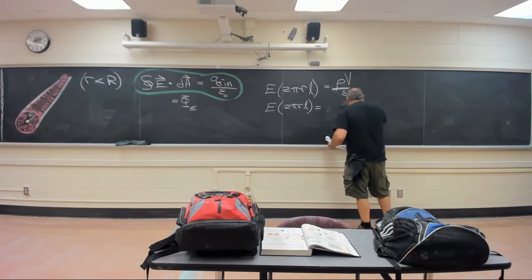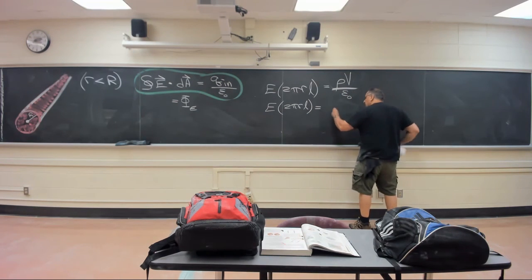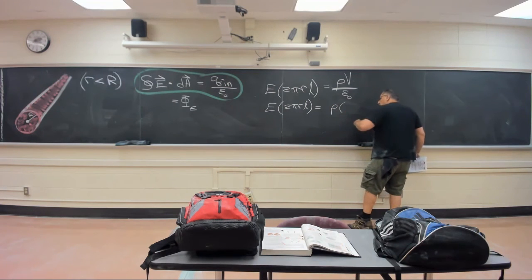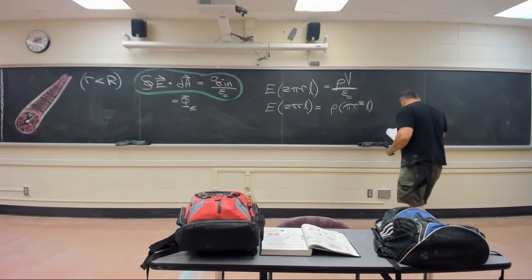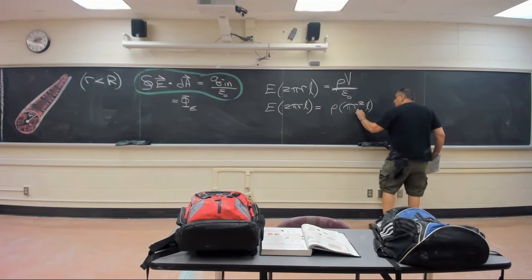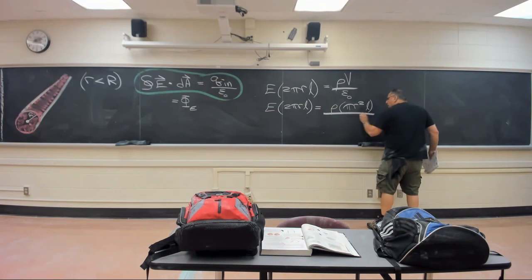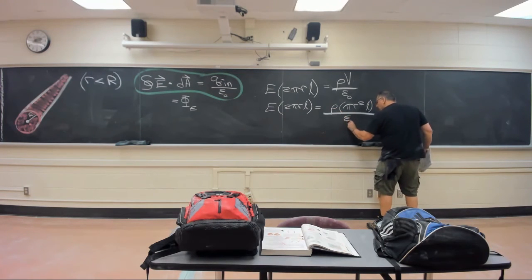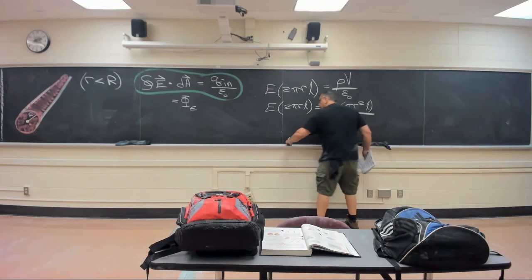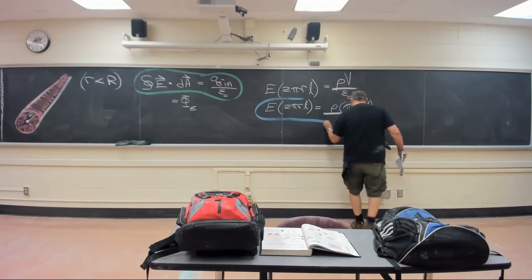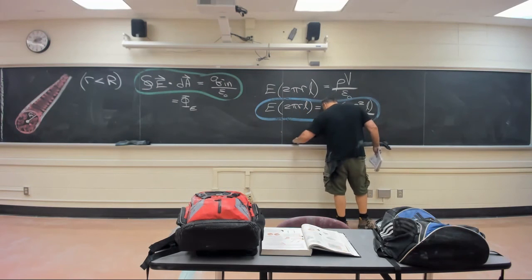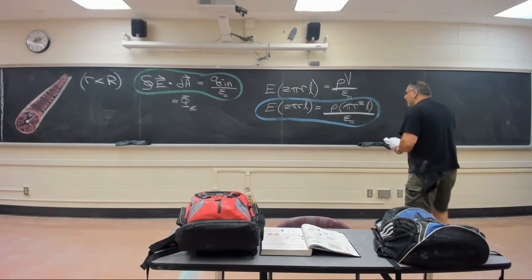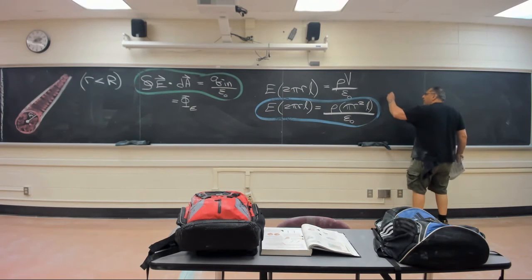Back up, no way. I'm not talking about a sphere here, guys. I'm talking about a cylinder. The cylinder has volume pi r squared times L. Pi r squared times L times the charge per unit volume gives you Q. Divide by 2 pi r L on each side.